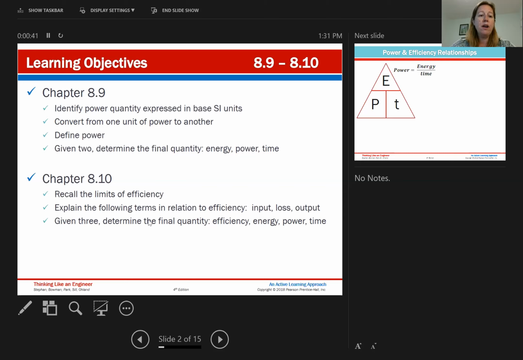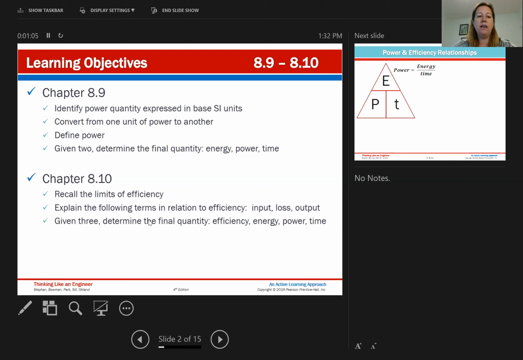And then for chapter 8.10, you'll want to recall the limits of efficiency. So efficiency can only be between 0 and 1, or 0 and 100%. And we'll go over that a little bit further. Explain the following terms in relation to efficiency. So what is power input, power loss, and power output, and how do they relate to the efficiency of a motor or a device of some sort?